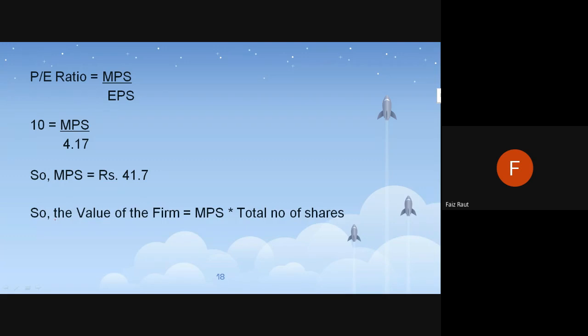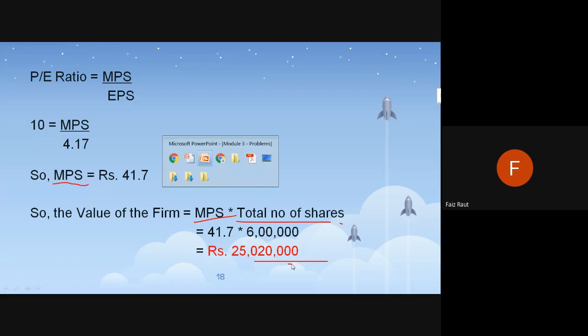Let's complete this. So the value of the firm is MPS multiplied by total number of shares. Now we have to find out the total value. This is the market value per share, and we will calculate the total value. So number of shares multiplied by MPS. Now the new value of the firm: the new number of shares is 5 lakhs plus 1 lakh, so 6 lakhs is the new number of shares, and MPS is 41.7. So this is the new value of the firm. We have to do this much in this sum. Okay, so any doubts in this?